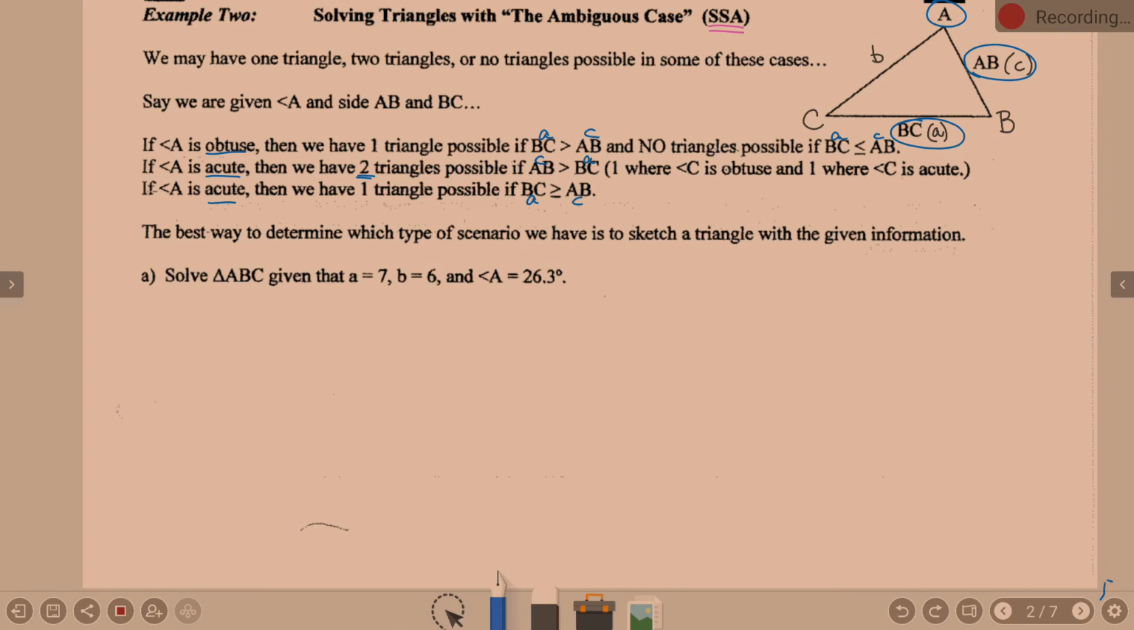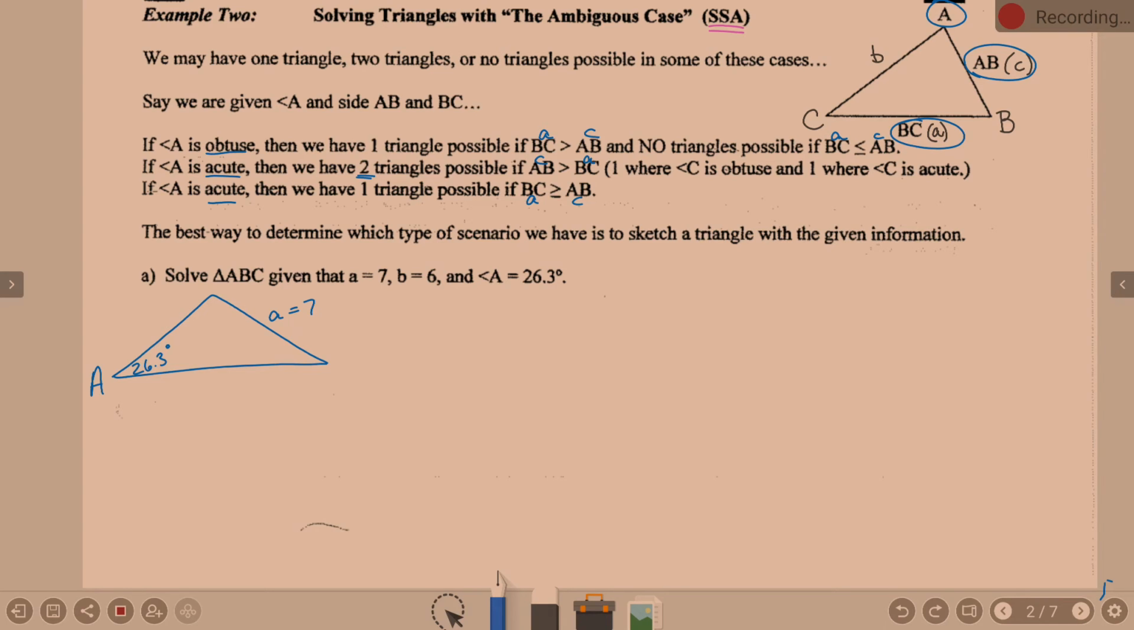Now, I need to draw angle A to be smaller. I don't really know anything about the other angles, so I'm going to pick angle A to be over here at 26.3 degrees. Now, side A is going to be across from it, and side A has a length of 7.